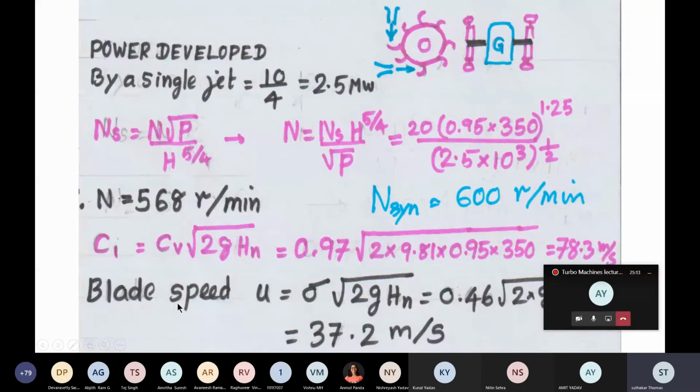So first thing is, it is double overhang with two jets. So totally how many jets are there? Four are there.